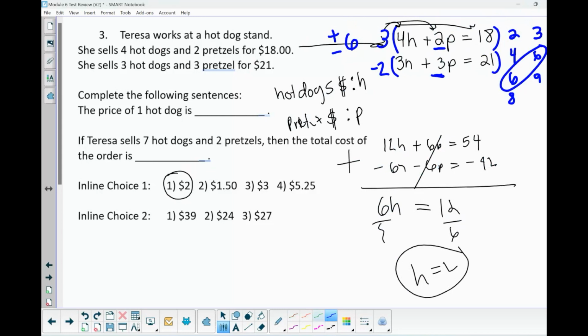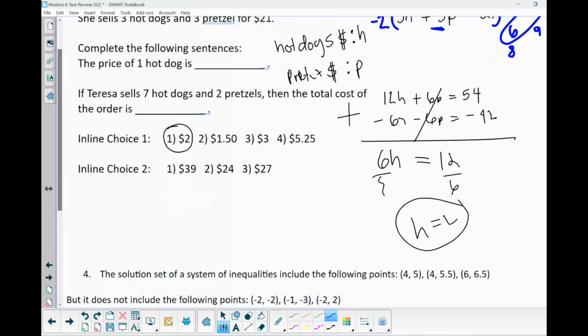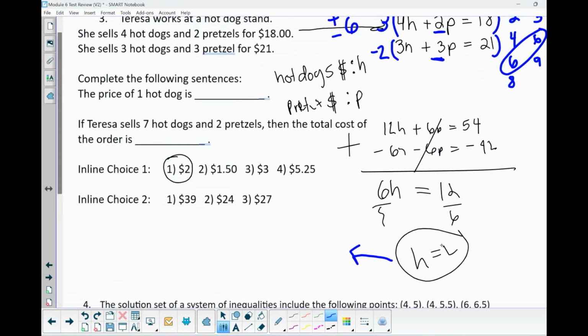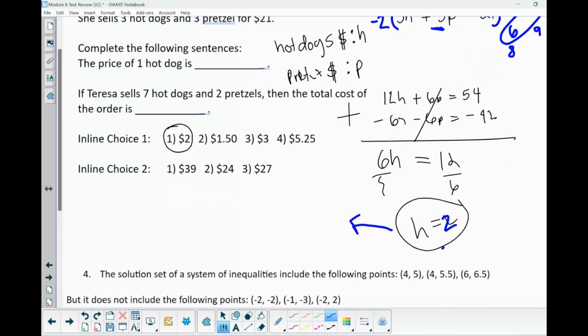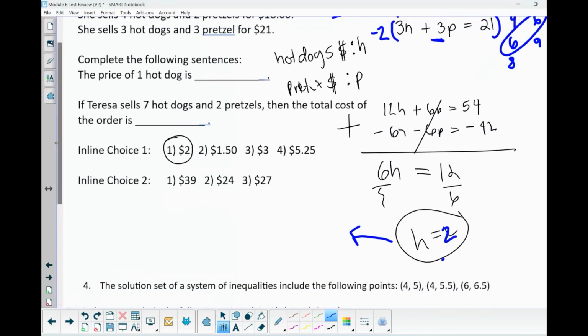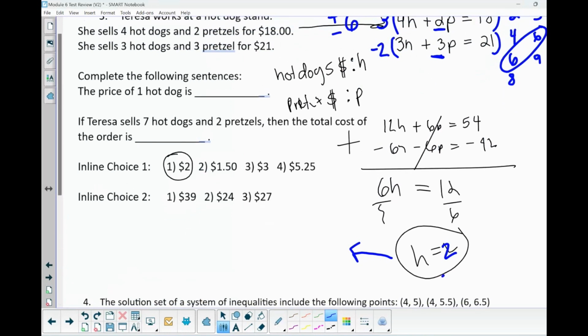Now in the second one, it says if Teresa sells 7 hot dogs and 2 pretzels, then the total cost of the order is blank. So now we've got a problem. We don't know how much each pretzel costs. So we've got to figure out our pretzels. Now I know each hot dog is $2, so I can just plug that back in to solve for P. And I'm going to plug it into the second equation.